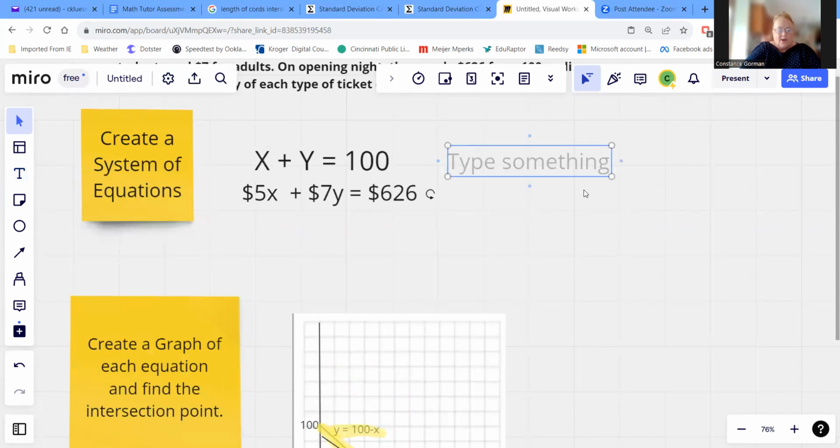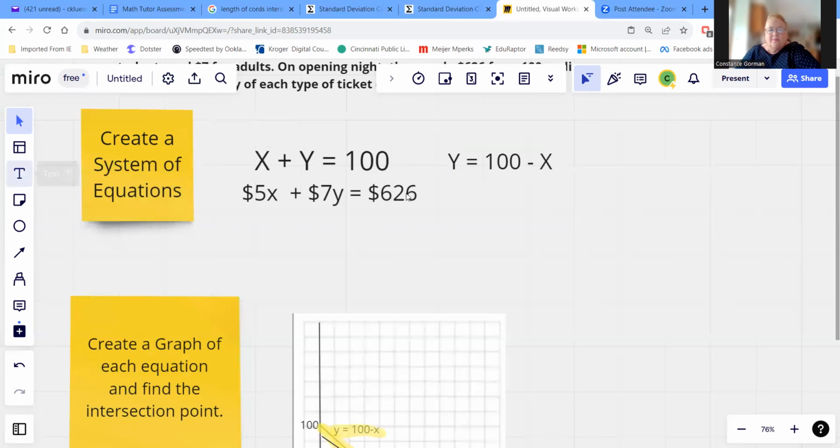And you can do that algebraically. The equation would be y equals 100 minus x. Okay, so that's the first equation reformatted.